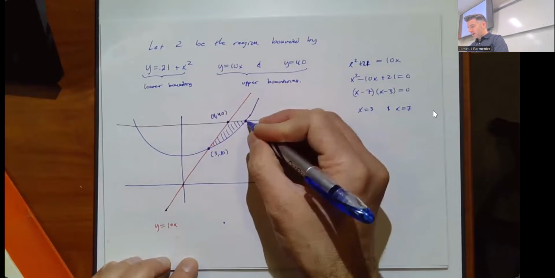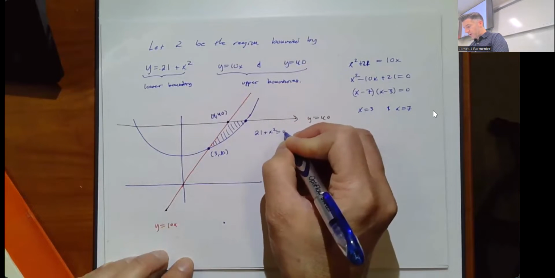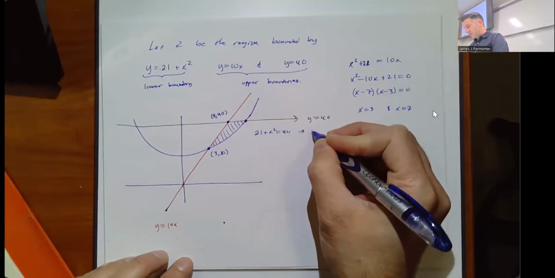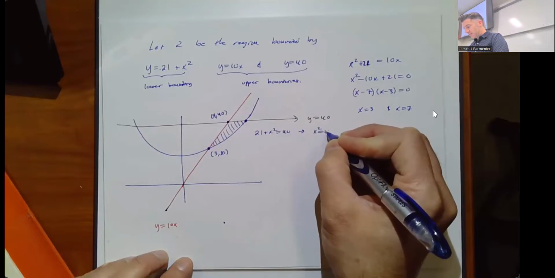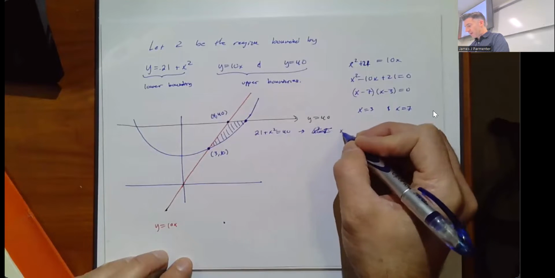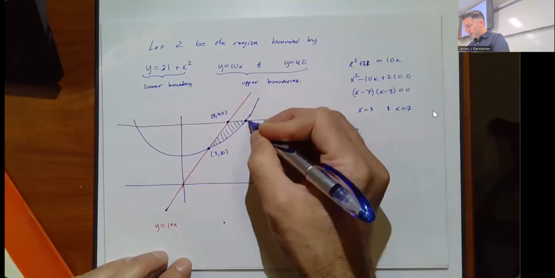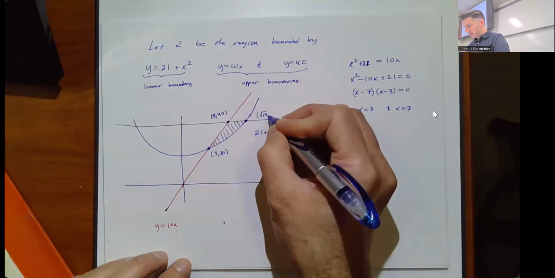And over here, we're going to set 21 plus x squared equal to 40. And we're going to get x squared equal to 19. Wow, good job, James. X squared equal to 19, so x is the square root of 19. So this point here is the square root of 19.